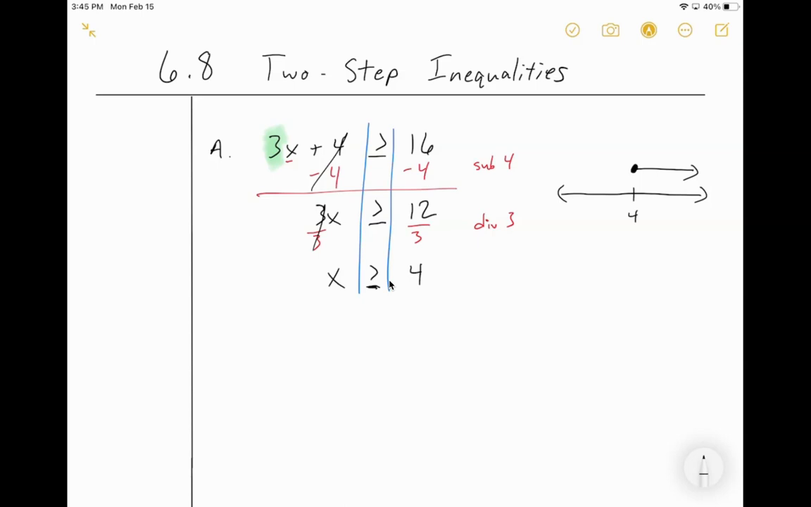So we'll check one here really quick. Let's just take the next number here, positive 5. 5 is a solution, so 5 should work. Let's see it. 3 times 5 plus 4 should be greater than or equal to 16. Let's try it. 3 times 5 is 15, plus 4. Is that greater than or equal to 16? Yes, it is. 19 is greater than 16, so we know we got it right. All right, let's do another one.